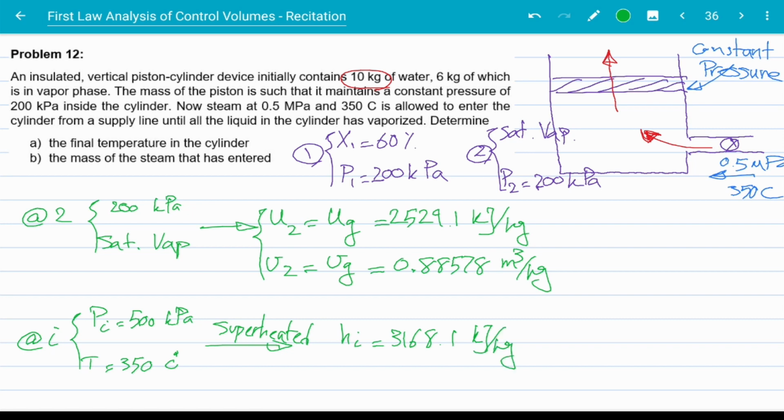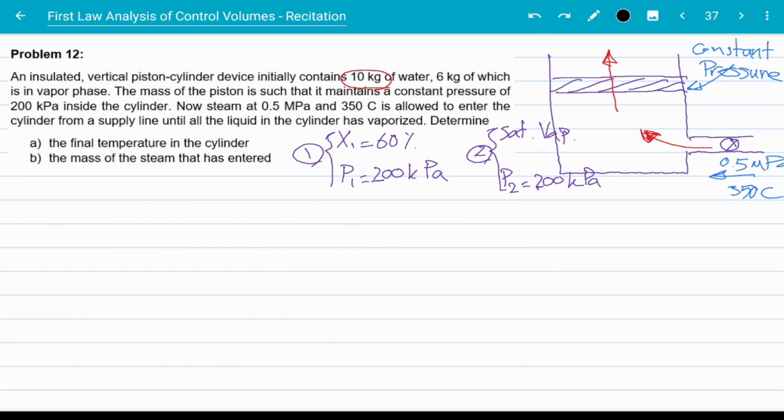I just need to plug them back into my big equation. So I'm going to write that equation here again. Minus P1 times specific volume 2 minus specific volume 1, plus m_i h_i. Now instead of m2, I'm going to plug in my conservation of mass conclusion, m_i plus 10, times u2 minus m1 u1.